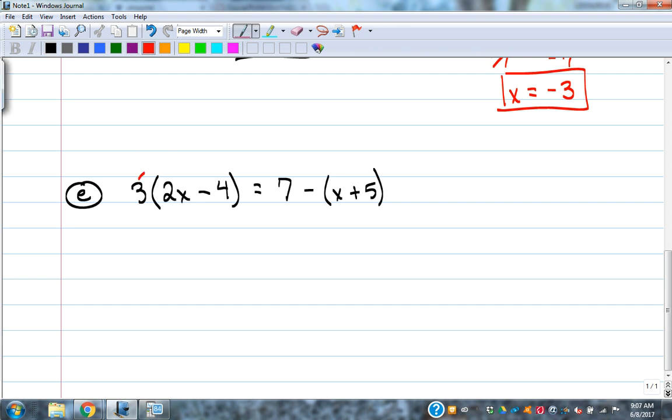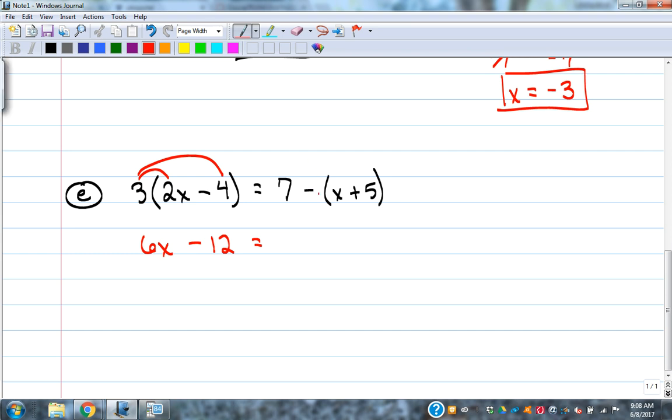On the left side, the only thing there to distribute is a 3. So I'm going to distribute 3 to both of those pieces, which is 3 times 2x, get 6x, 3 times negative 4 be negative 12. What gets distributed on the right side? It is negative 1. Good.